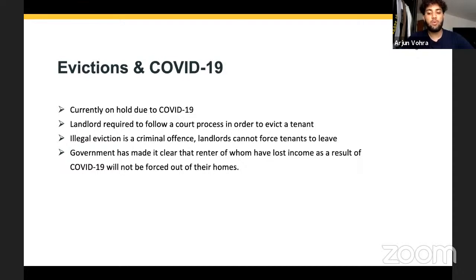A landlord is required to follow a court process in order to evict a tenant. Illegal eviction without the court bailiffs is a criminal offence. Landlords cannot force tenants to leave without a possession order and court bailiffs. The government has provided protection to tenants so that they will not lose their homes, although it is unlikely that this protection will continue beyond August 2020.